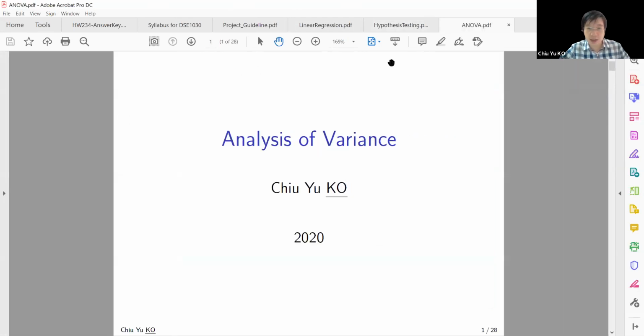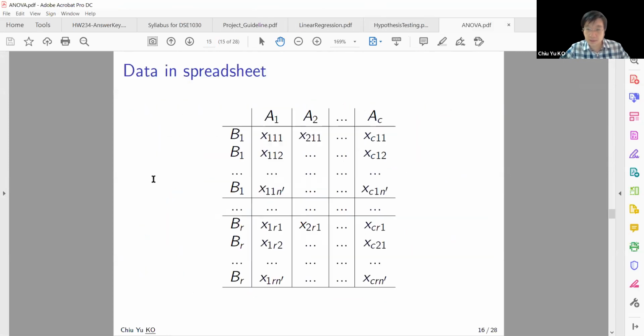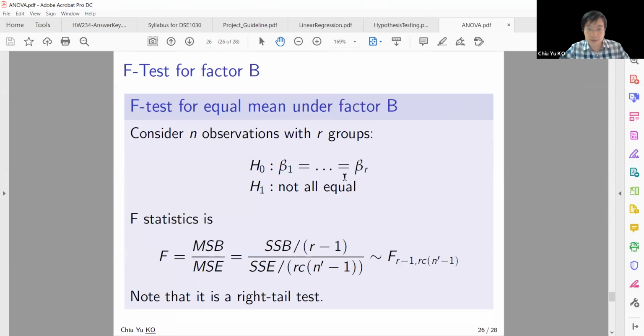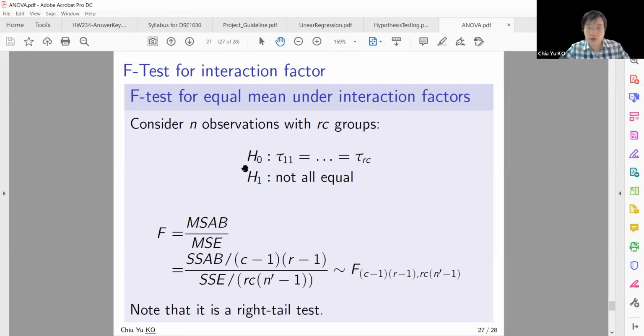I hope you can see my slide. Yeah, you can see my slide. Anova. So the interaction factors, they're equal, right? So the same. That means there's no interaction. Yes, there's no interaction.